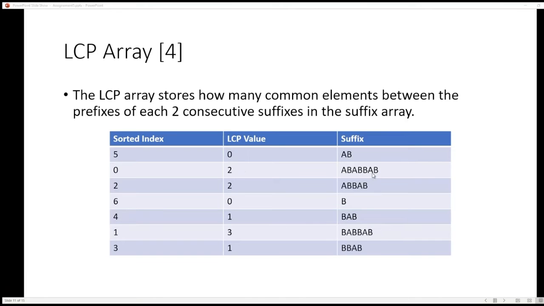If we consider the second and third suffix, we can see that they also have 2 common elements. For the third and fourth suffix, they do not have any common elements, so we store 0 as their LCP value, and so on. However, this is not the way that we construct an LCP array, as this will cost n square. We will see later how this can be done in O of n time.